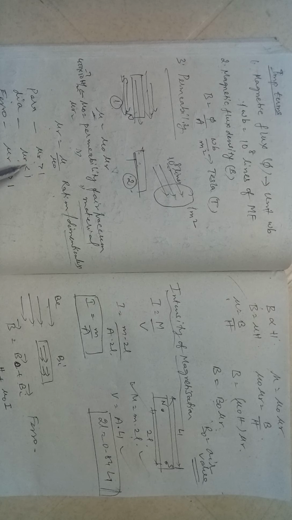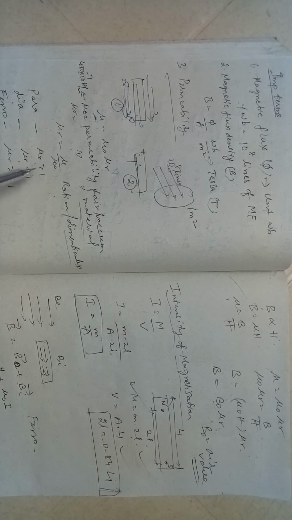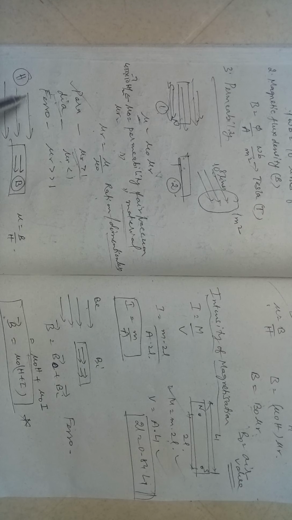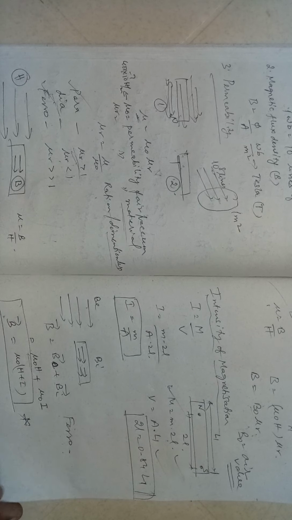So mu r can be less than 1. If it is less than 1, it is diamagnetic. If it is slightly more than 1, it is paramagnetic. And if it is very, very large compared with 1, it is ferromagnetic. Okay.